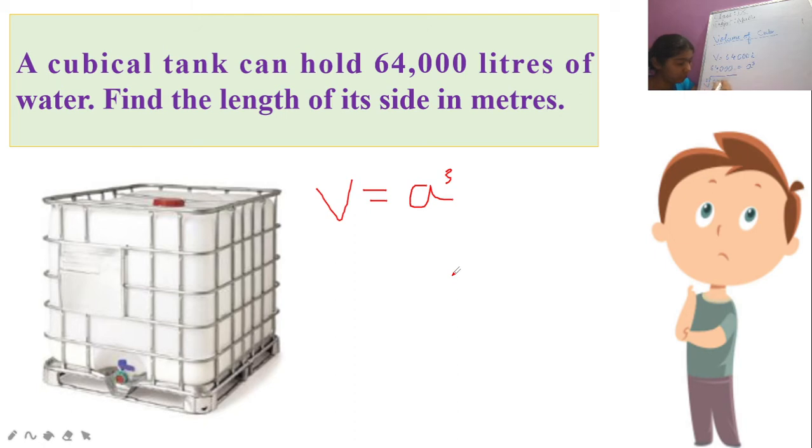So take a cube root on both sides. That way, if we take the cube root on this, we get only A, because the cube root and the cube are going to cancel out. Now students, tell me the answer. What is the unit for this A value? You will get it.